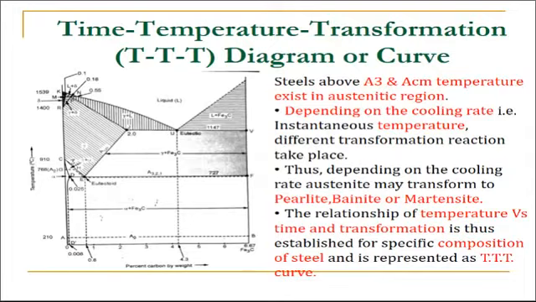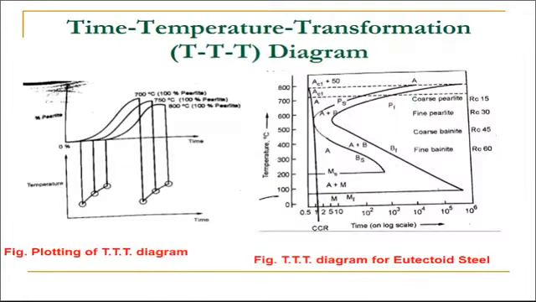Depending on the cooling rate, that is instantaneous temperature, different transformation reactions take place. Thus, depending on the cooling rate, austenite may transform into pearlite, bainite or martensite. The relationship of temperature versus time and transformation is thus established for a specific composition of steel, and it is represented as time temperature transformation, in short the TTT curve. Let us see the TTT curve in detail.